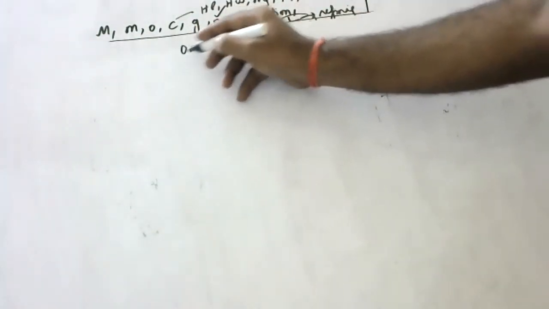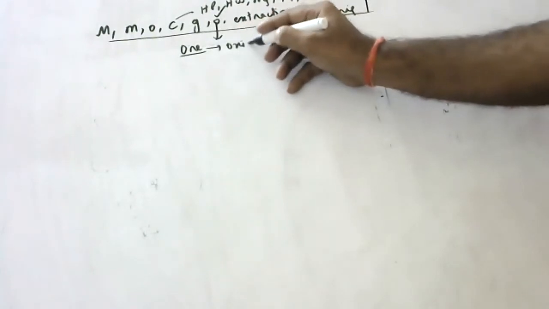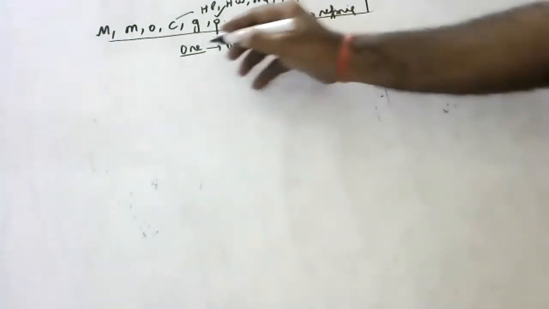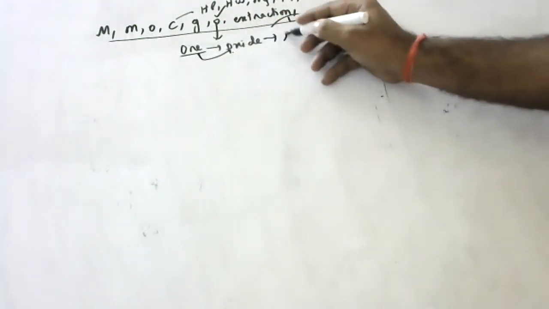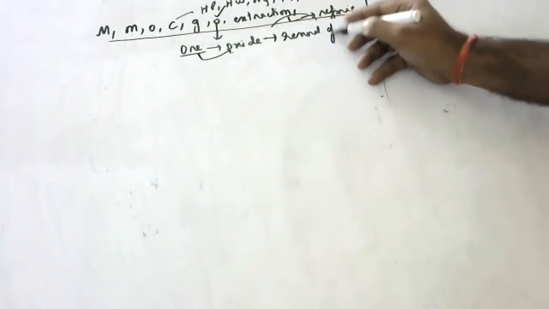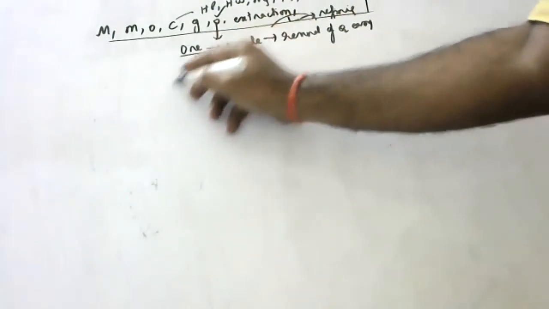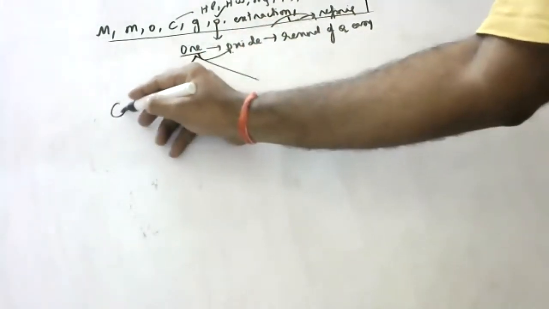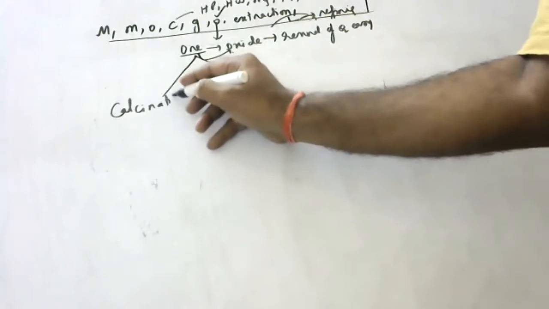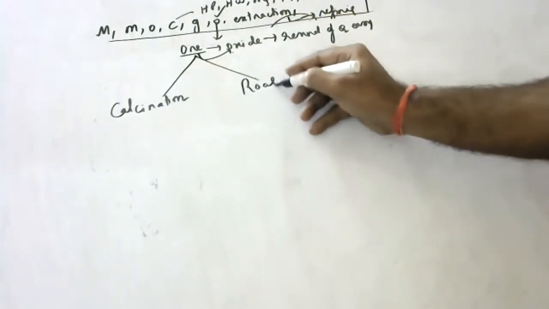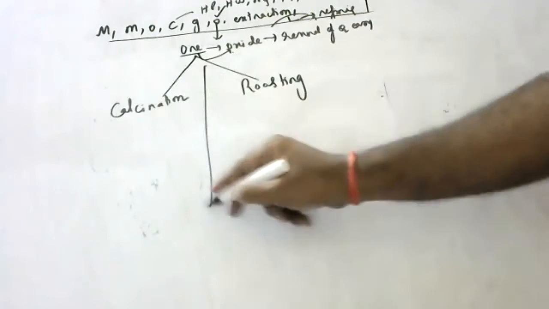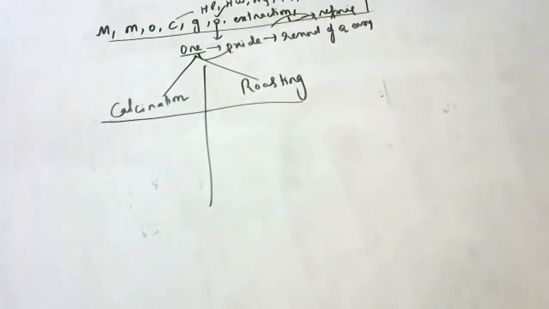In this step the ore is converted into oxide. Why oxides? Because removal of oxygen is easy. How do we convert ores into oxides? There are different procedures. Some of the famous procedures are calcination and roasting, the two famous methods where we convert the ores into oxides.